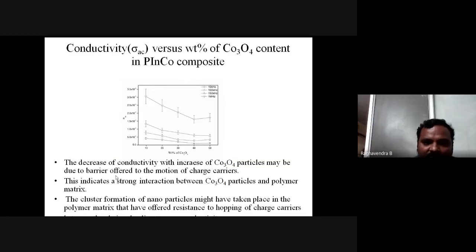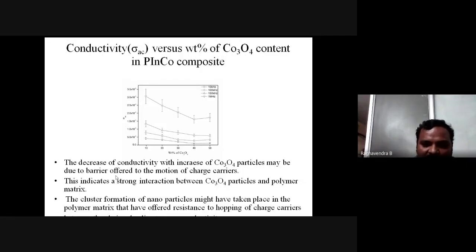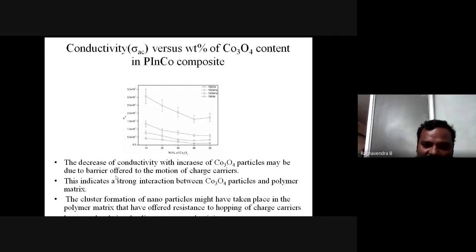Next, this is the plot of the variation of conductivity with respect to the weight percentage of Co3O4 composite. You see here, the conductivity decreases as the weight percentage of Co3O4 increases for different frequencies. This decrease is because cluster formation of nanoparticles takes place inside the polymer matrix, and this creates a barrier to the hopping of charges between the chains, which leads to poor conductivity.